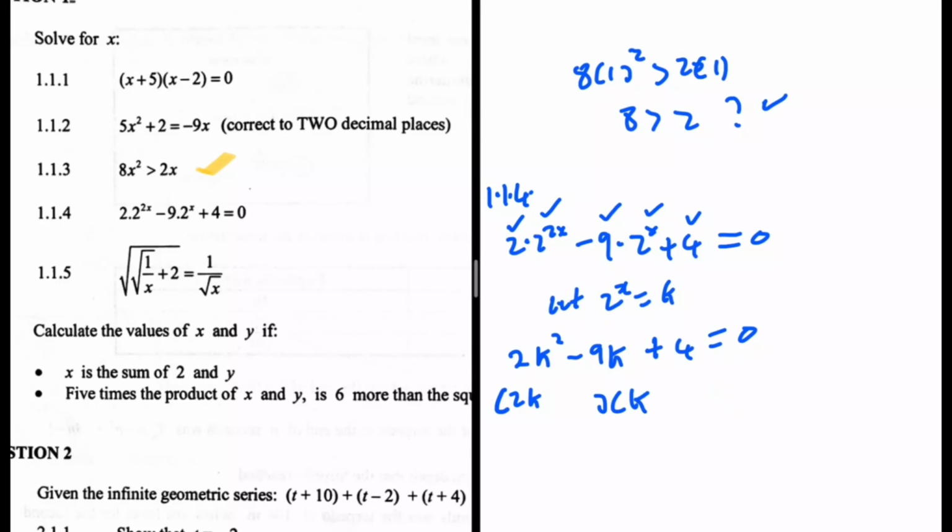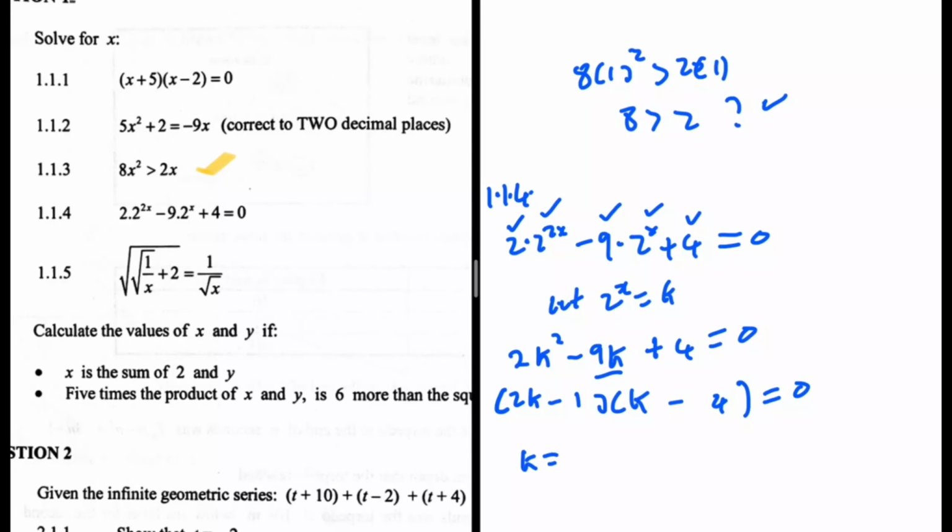So 2k, k. I need to be careful there. I need to make some decisions. I need minus 9k to be the middle term. So how do I set up my numbers, factors of 4? Can I use 2, 2, or do I use 4, 1? Let's try 4, 1 and see what happens. They both have to be negative so that the answer will be positive. Minus 1 multiplied by minus 4 would give us 4. So minus 8k minus k will give us minus 9k. So this works.